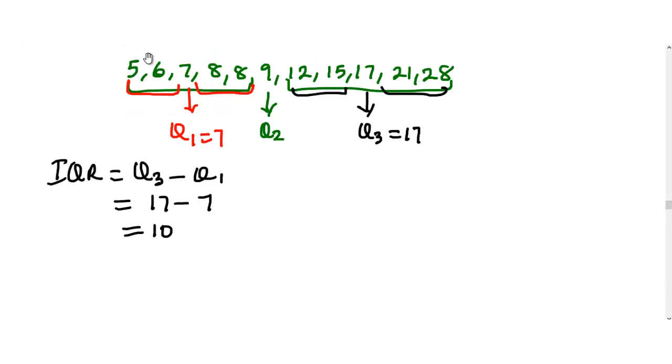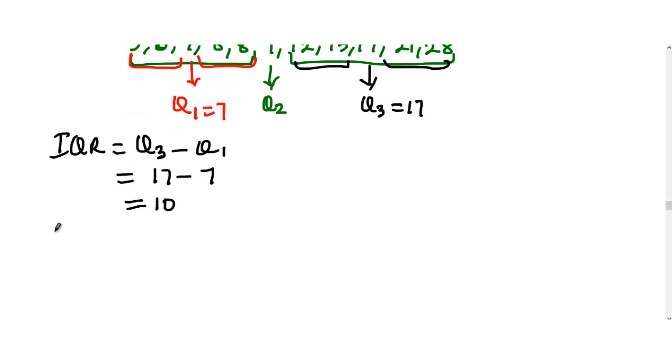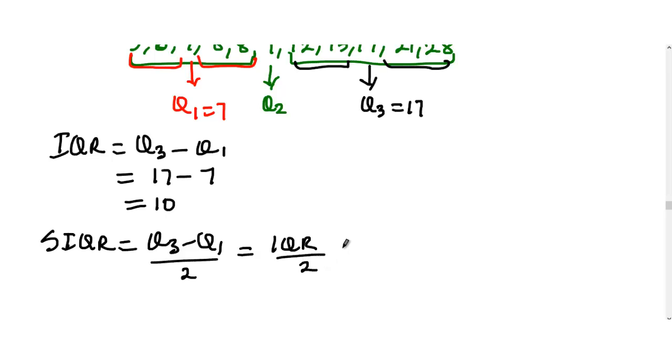And we are required to find the semi-interquartile range. So we can say that semi-interquartile range will now be Q3 minus Q1 over 2. That is the interquartile range divided by 2. That's 10 divided by 2, which will give us 5. So this is the semi-interquartile range for that particular data.